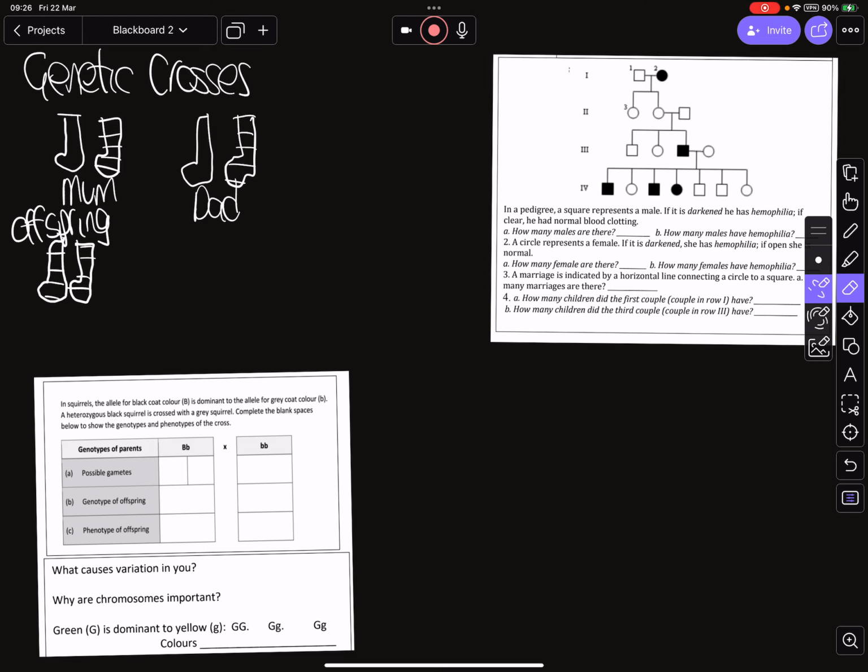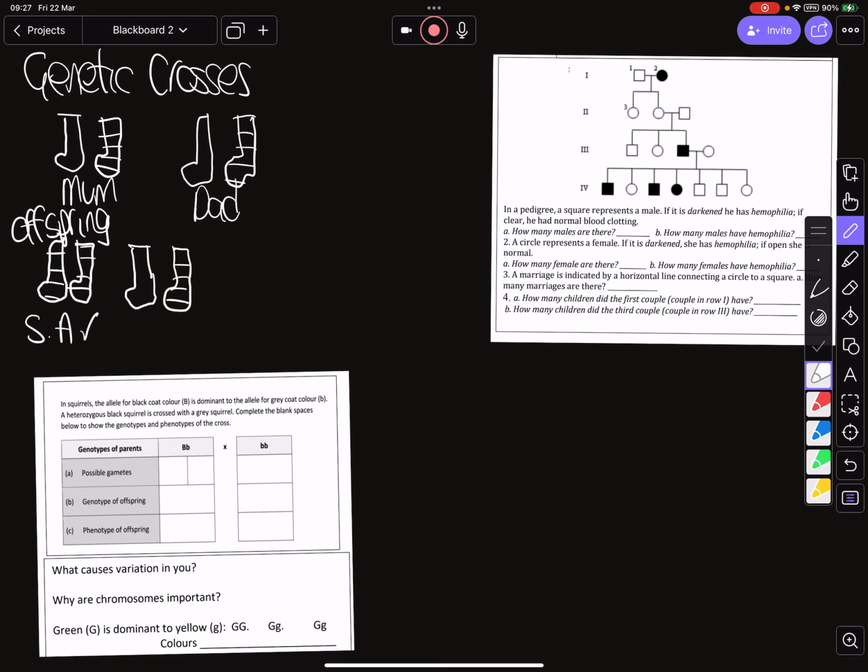So if the offspring got a stripy sock each from mum and dad, they would have the disease. So they would have sickle cell anemia. If they got a white sock and a stripy sock, they would be normal, but they would be what we call a carrier of the gene. And finally, if the offspring were lucky enough to get two white socks, they would be normal. So that was where we started with those three things.